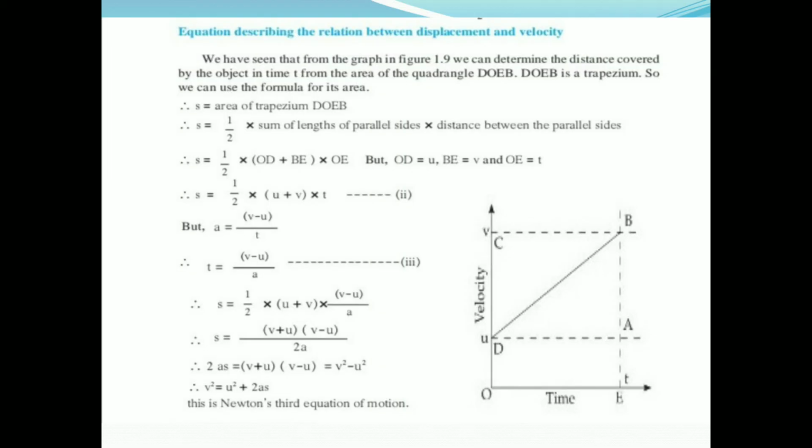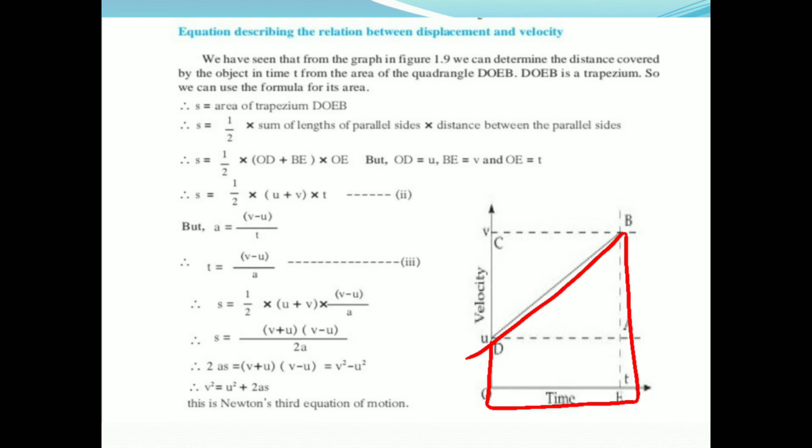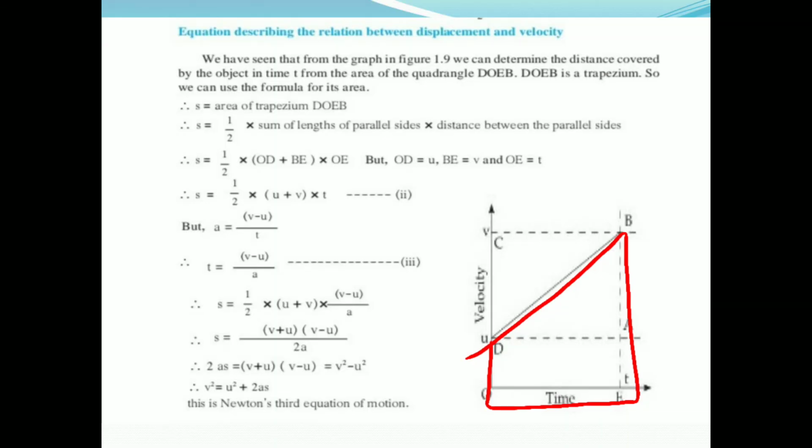Let us see the equation describing the relation between displacement and velocity. Again we are using the same graph. This part is the time, this one is the velocity, this one is the initial velocity, that one is the final velocity. In the previous one we found the area of DOEB, which gives us the distance. In the second one we found the relation between displacement and time, but here in the third one we are describing the relation between displacement and velocity.